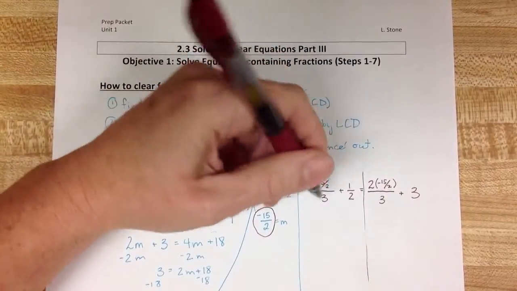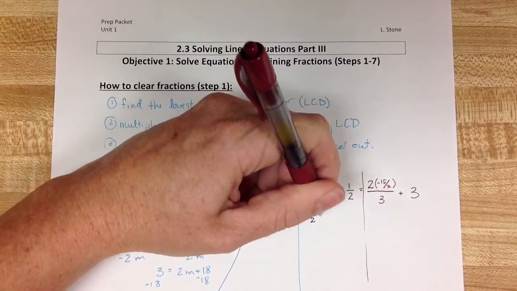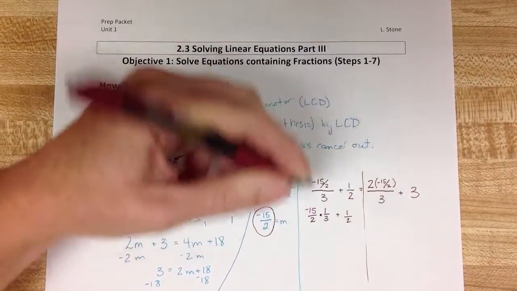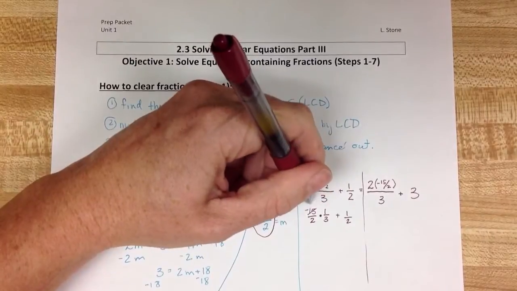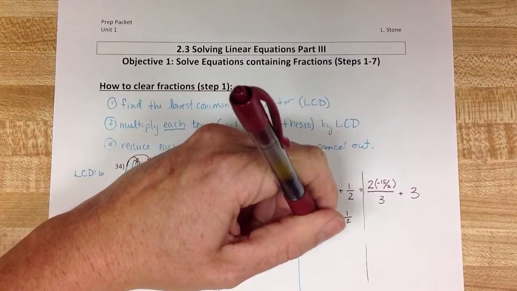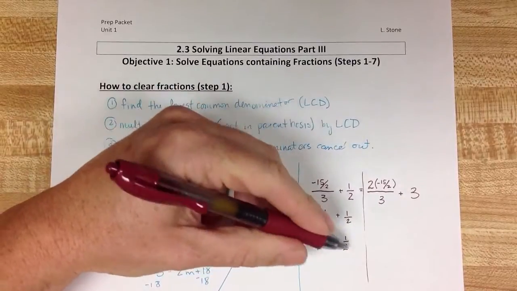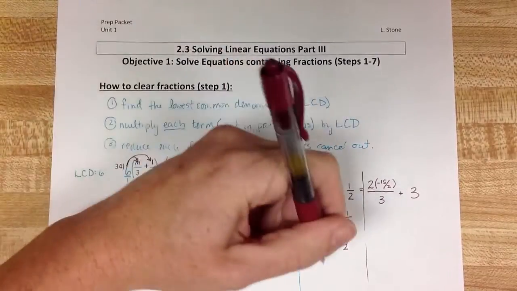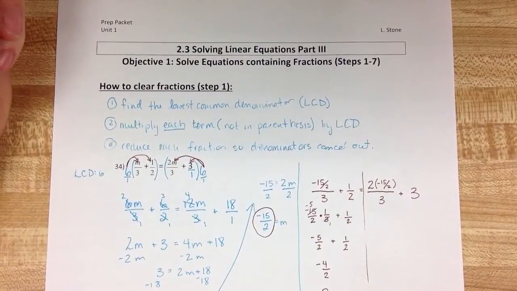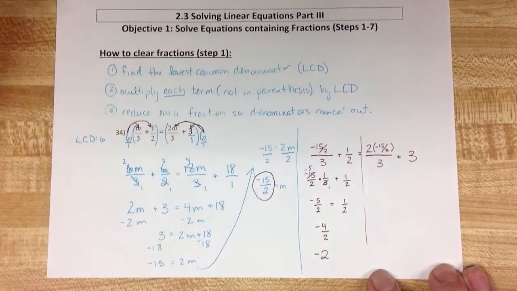Well, to do negative 15 halves divided by 3, I'm going to multiply by the reciprocal of 3, which is 1/3. I can reduce before I multiply, and that gives me -5 over 2 plus 1/2. They already have a common denominator, so I'll just subtract the numerators. -4/2 reduces to -2. So now let's see if the other side comes out to be the same answer.